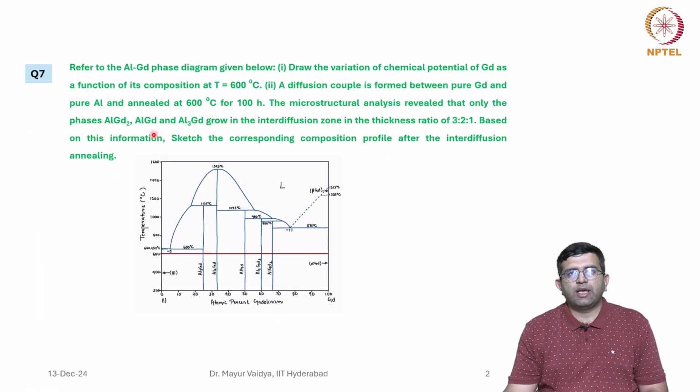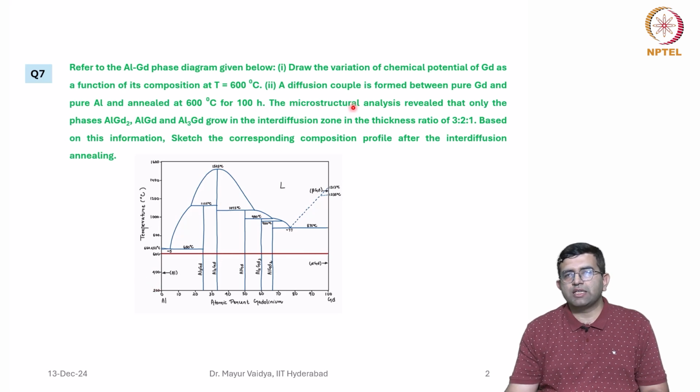Let's go to the next question. So, the next question is: refer to the AlGd phase diagram below, that is the aluminum gadolinium phase diagram. The first part says draw the variation of chemical potential of gadolinium as a function of its composition at T equal to 600. Second, a diffusion couple is formed between pure gadolinium and pure aluminum and annealed at 600 degrees centigrade, so this red line, for 100 hours.